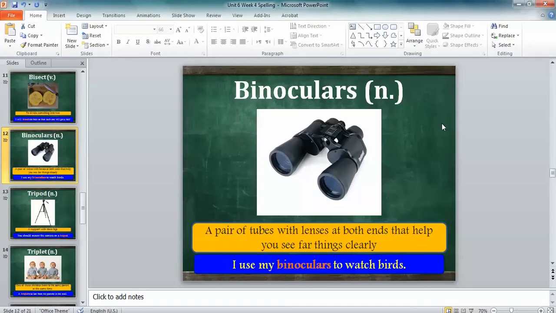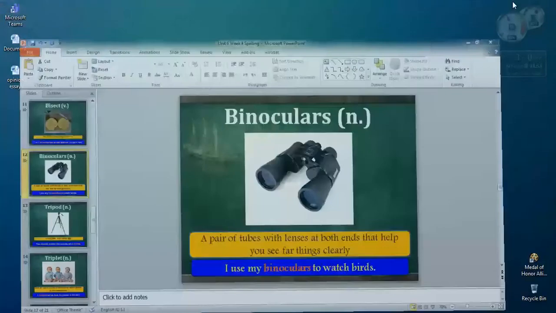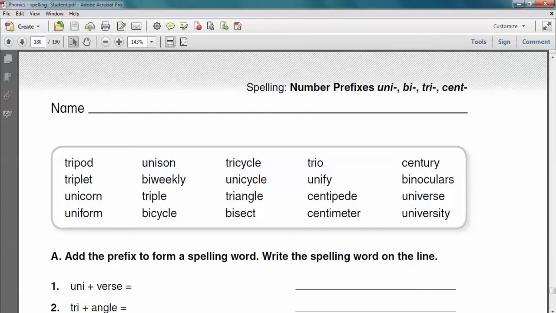And that was the last word for our presentation today. I hope you understood all the words. Now we will have a look at the book.